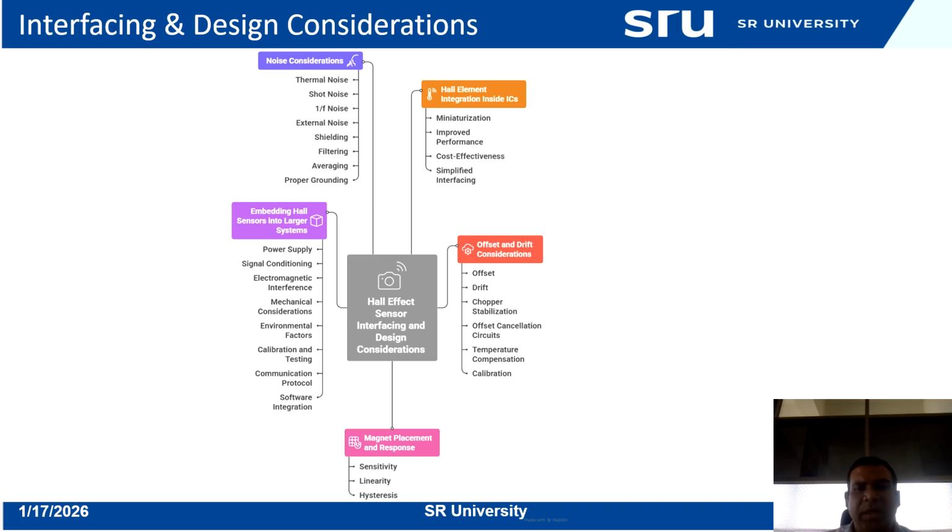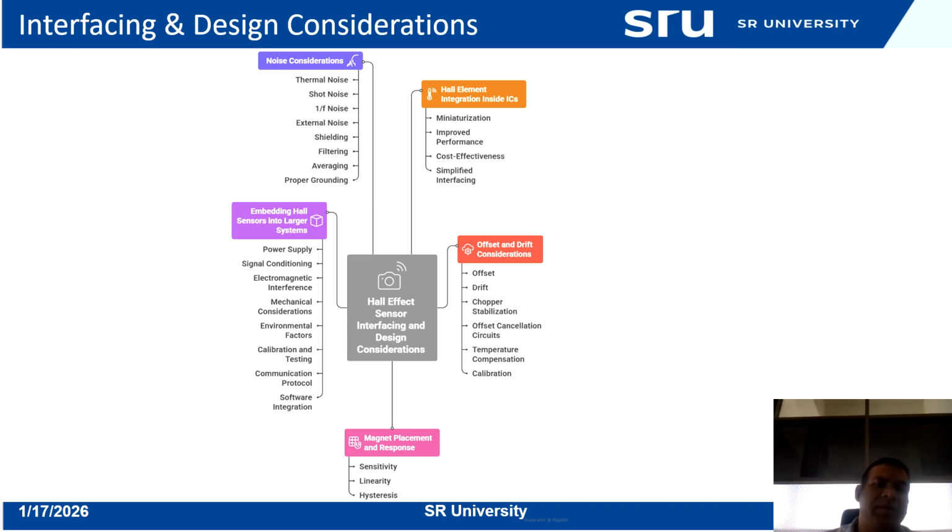Mainly, most of the industries use shielding. Shielding can be used to protect the sensor from external electromagnetic fields. Then filtering can be used to remove unwanted noise from the sensor output signal. Then averaging multiple measurements can reduce the effect of random noise. Then chopper stabilization can also reduce the effect of flicker noise, that is 1/f noise. Then proper grounding techniques can minimize ground loops and reduce the noise.